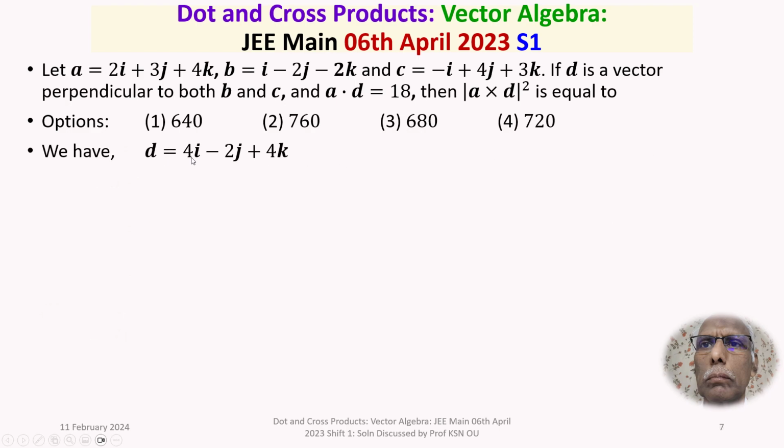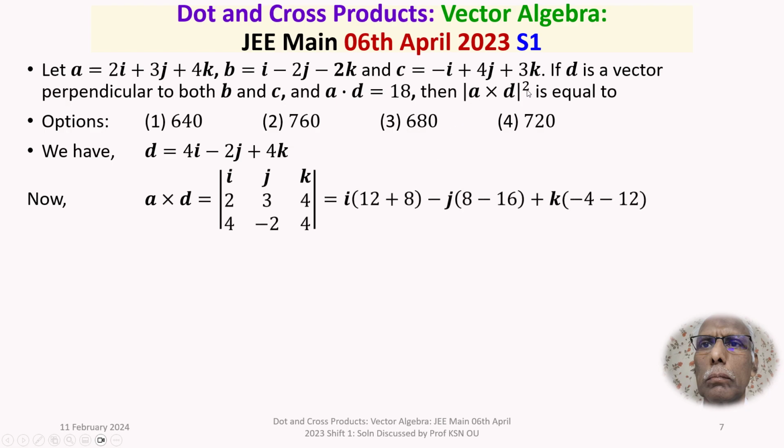So we have the vector D, 4i minus 2j plus 4k, which we have seen in the last slide. Now required to find mod of A cross D square. So we first find A cross D, that is equal to the determinant, first row ijk, second row the components of A, 2, 3, 4. Third row the components of D, that is 4, minus 2, 4. Expanding this determinant by its first row and simplifying, we'll get 20i plus 8j minus 16k.